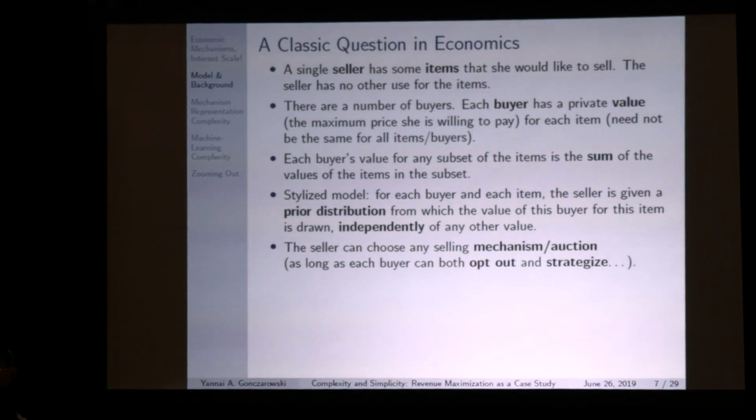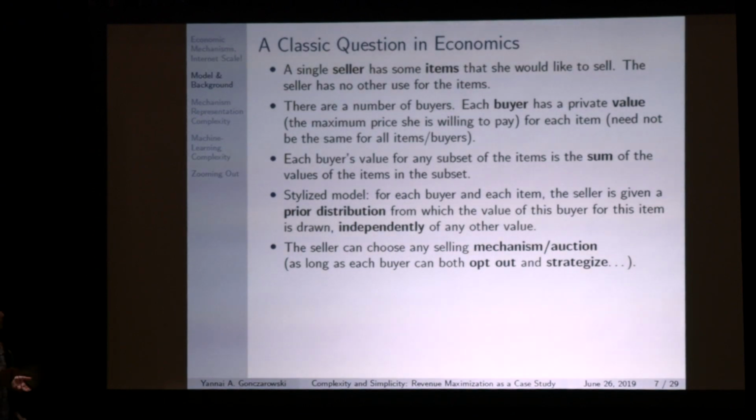So we're going to have a single seller that has some items that she would like to sell, and she has no other use for these items. So if these items don't make her revenue, she may well throw them away. And there are a number of buyers. Each buyer is going to have a private value or valuation. That's the maximum price she's willing to pay for each item. And it need not be the same for any two pairs of buyers and items. So each buyer and each item could have a completely different valuation.